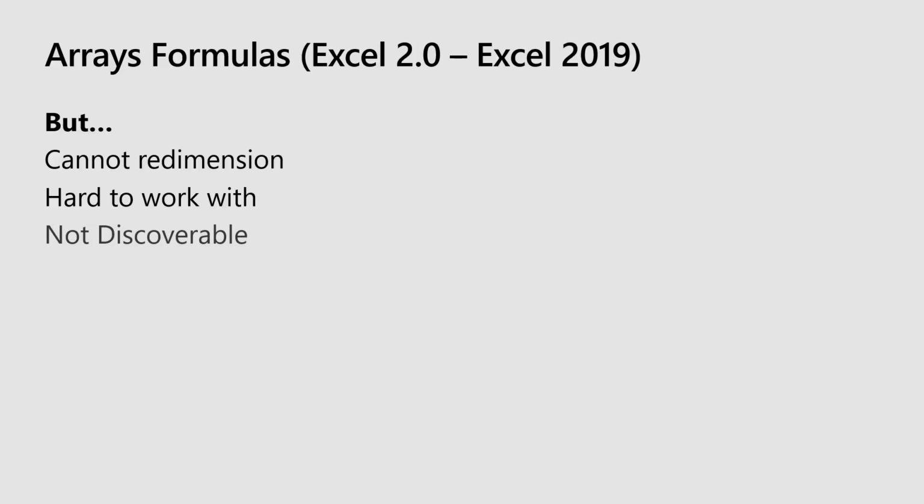And this is just a list of those significant negatives. They can't redimension. You've got to figure out how big they are ahead of time. They're hard to work with. You can't just delete them. You've got to do wacky things, select them as a set. And they're not discoverable. No one's ever going to hit Control-Shift-Enter by accident. It's not going to happen. Someone has to tell you. You have to bump into the spreadsheet. So they're really kind of weird.